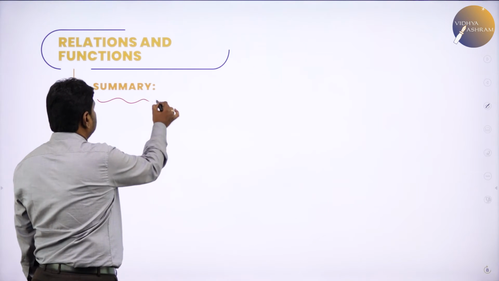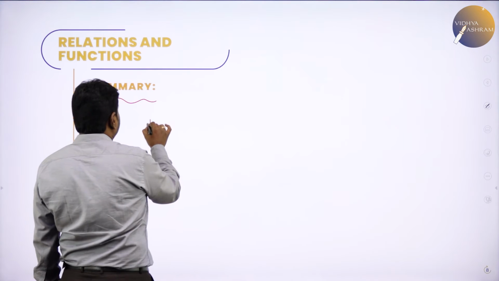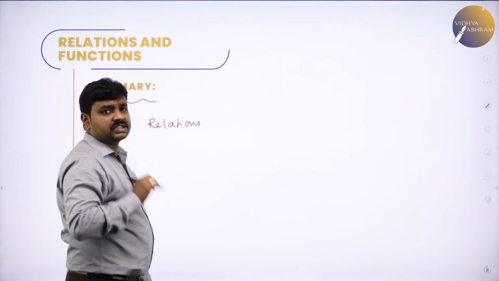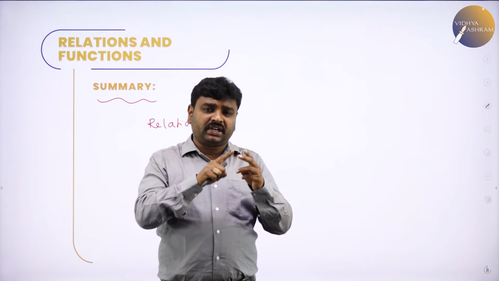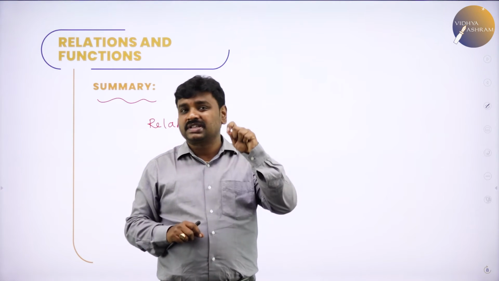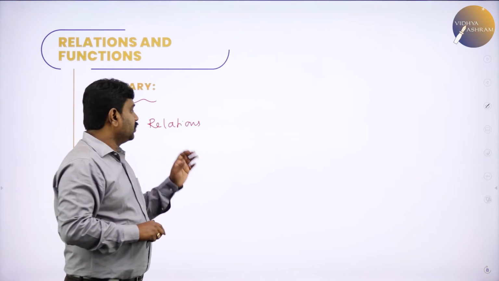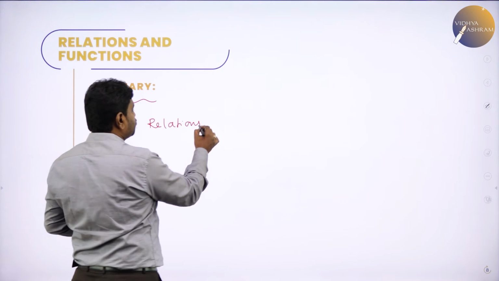In this chapter we started with the very first concept, that is relations. In relations I taught you types of relations. What are the types of relations? 6 relations we studied. First, reflexive, symmetric, transitive, equivalence, then void, universal. All 6 relation definitions are important and problems are important. So, you know all the definitions. So, definitions plus problems of relations.